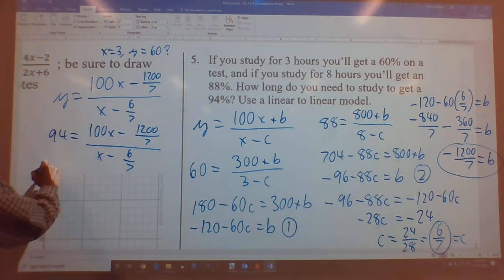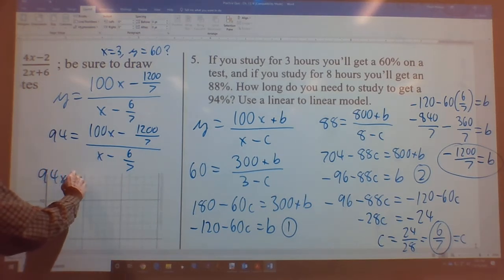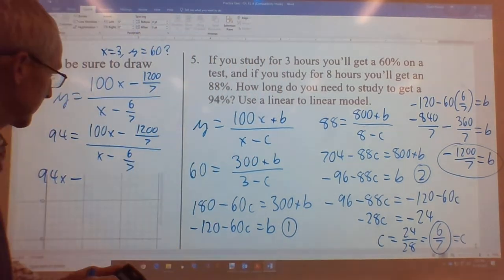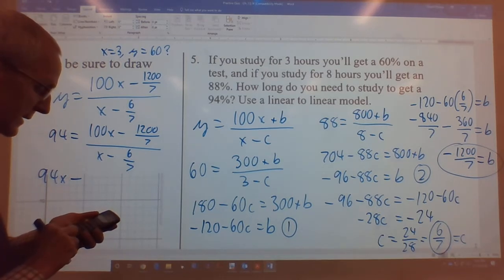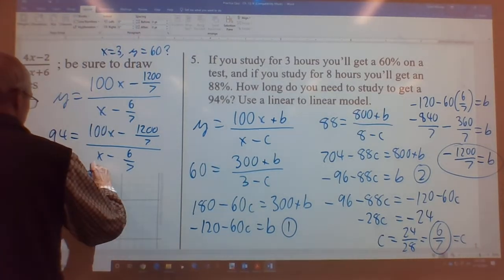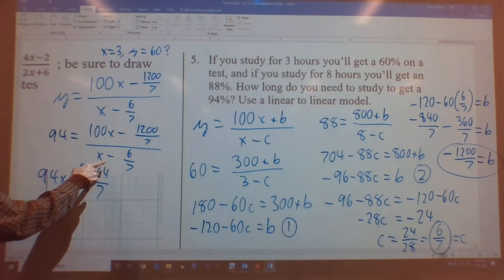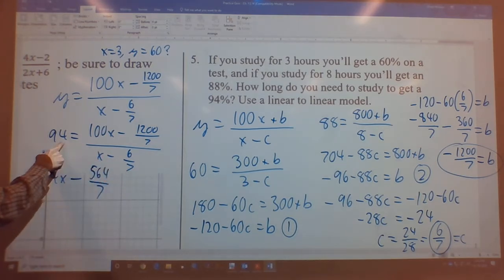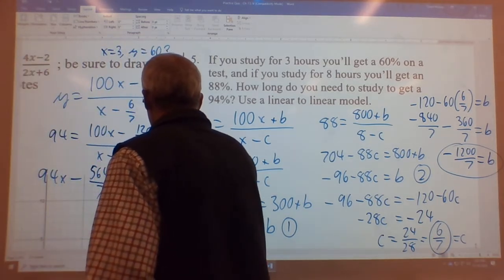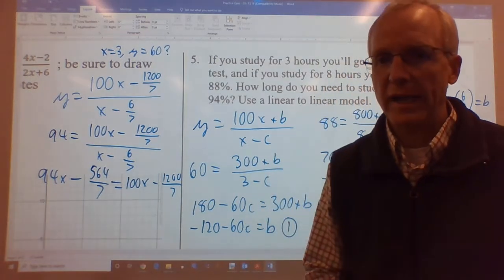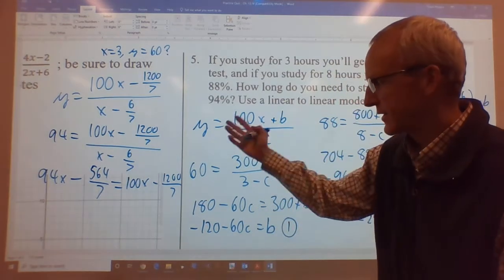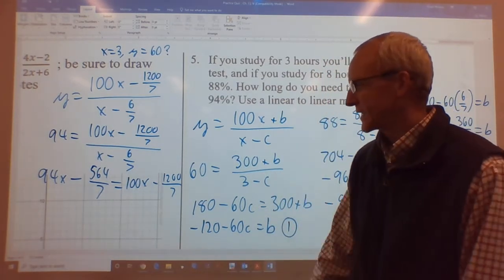Multiply this by both sides. So we get 94x minus, what's 94 times 6? I'm going to regret all this perfect stuff, but whatever. 94 times 6 is 564. So minus 564 over 7, that's 94x minus 6/7, yep, that's right, equals 100x minus 1200 over 7. The nice thing is you're never going to get an x squared, so there are no quadratic formulas. It's all linear, just single x's. It's pretty easy math. I just have some ugly fractions here.